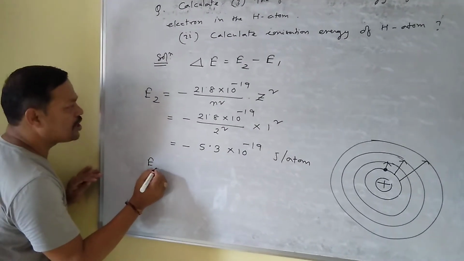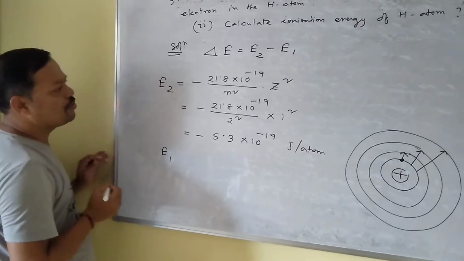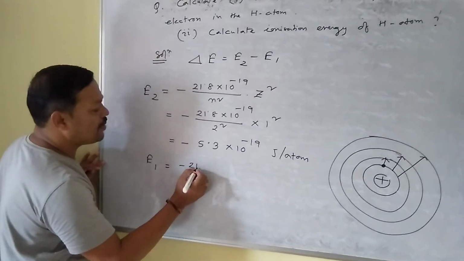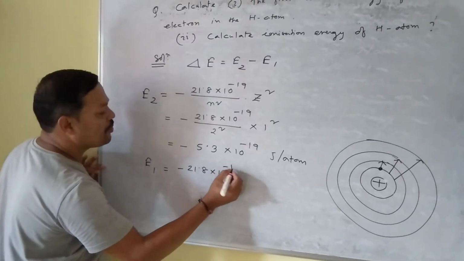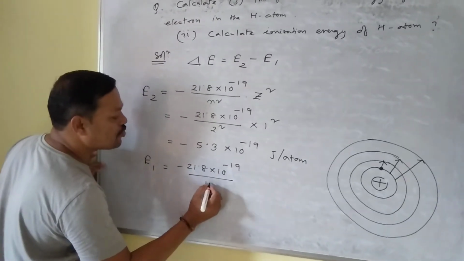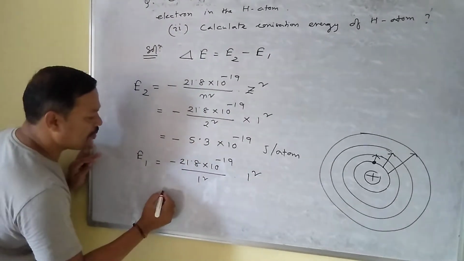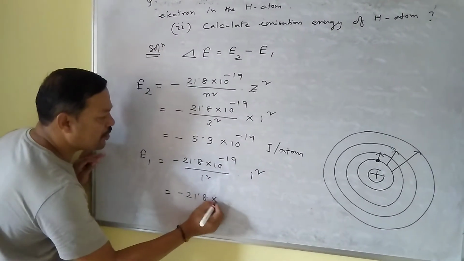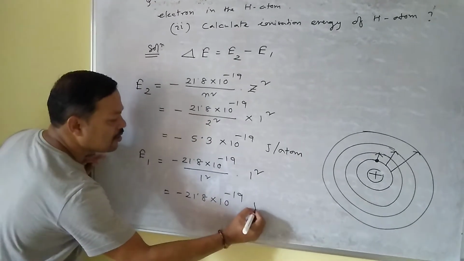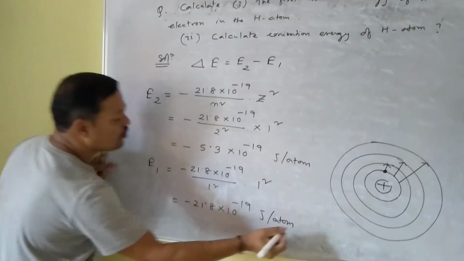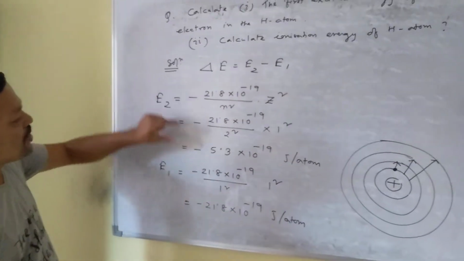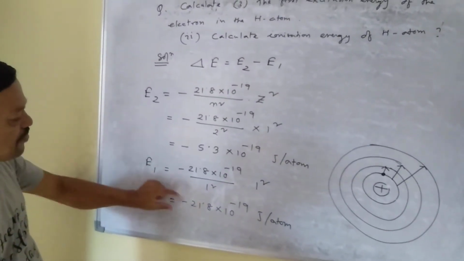Similarly, if you want to determine the energy of the first orbit, E1, then this is equal to minus 21.8 into 10 to the power minus 19 divided by 1 square, because it is the energy of the first orbit, whole thing multiplied by 1 square. Ultimately we will get minus 21.8 into 10 to the power minus 19 joule per atom. So you have determined the energy of the second orbit, and you have determined the energy of the first orbit.